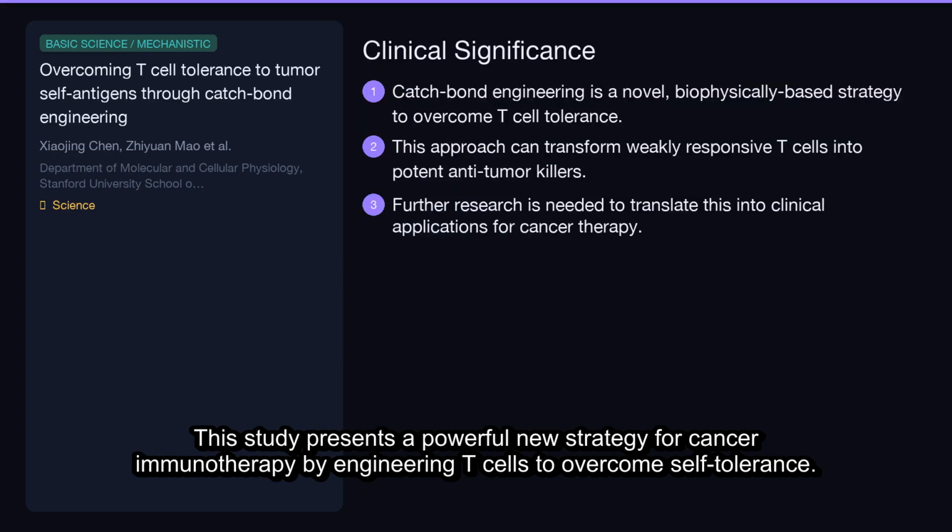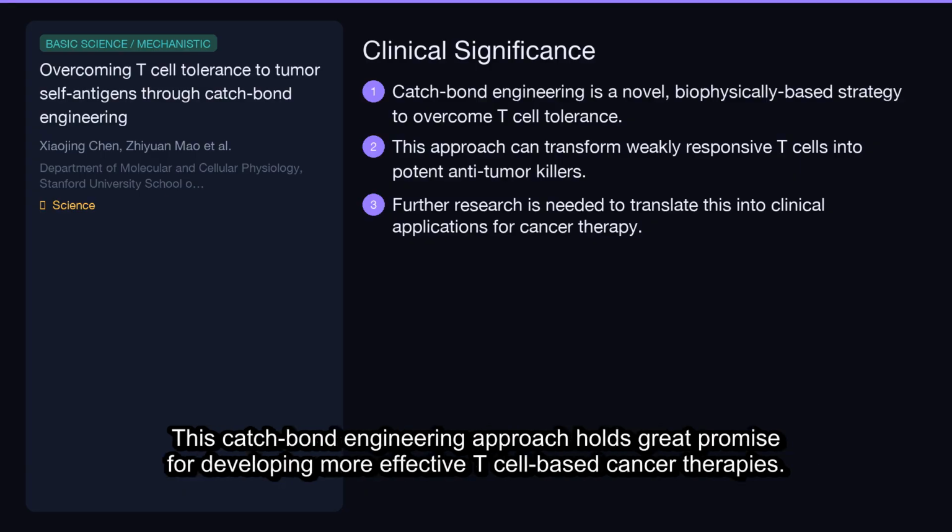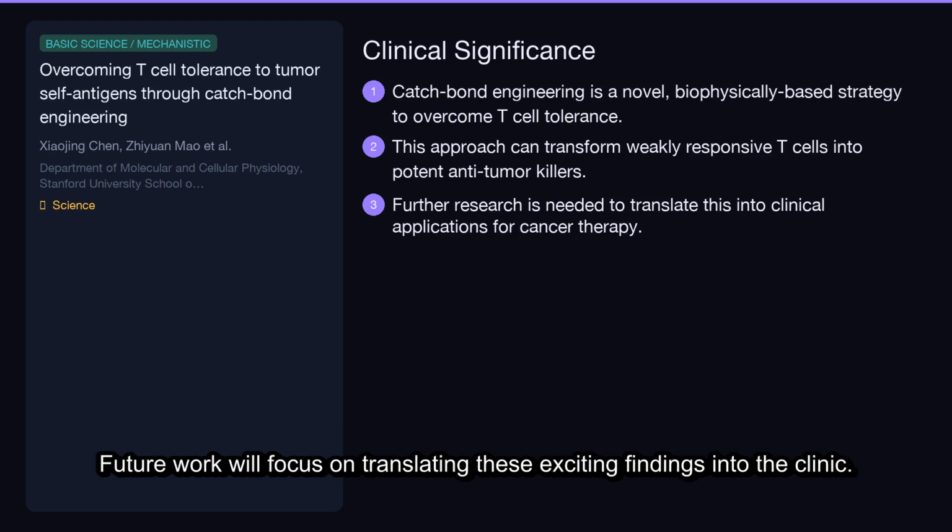This study presents a powerful new strategy for cancer immunotherapy by engineering T cells to overcome self-tolerance. This catch-bond engineering approach holds great promise for developing more effective T cell-based cancer therapies. Future work will focus on translating these exciting findings into the clinic.